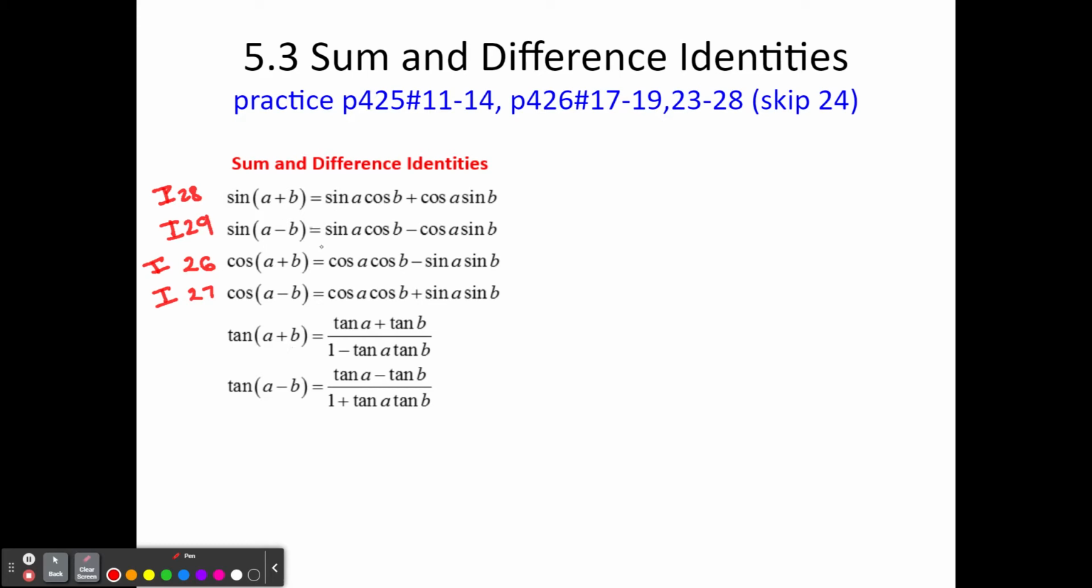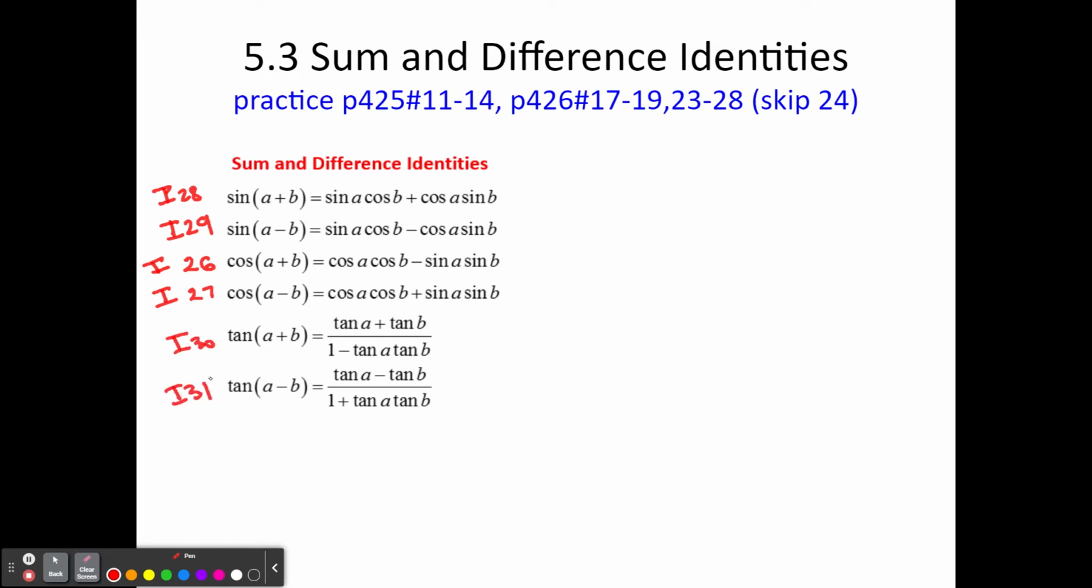So they're a little bit in a different order and they do use different angles. So instead of A and B, we use X and Y in the personalized identity. You can use theta and alpha. You can use any two letters to refer to the two angles. And this is identity 30 and this is 31.